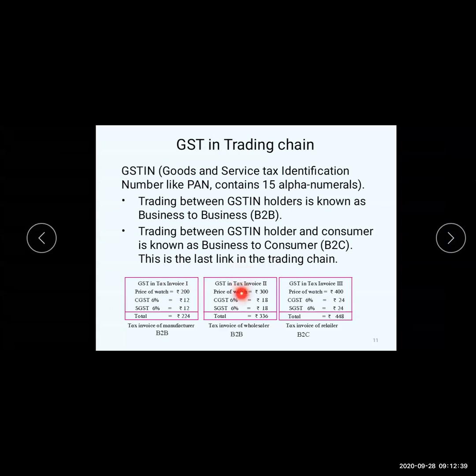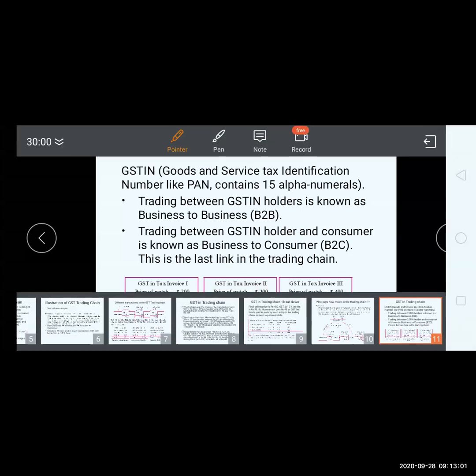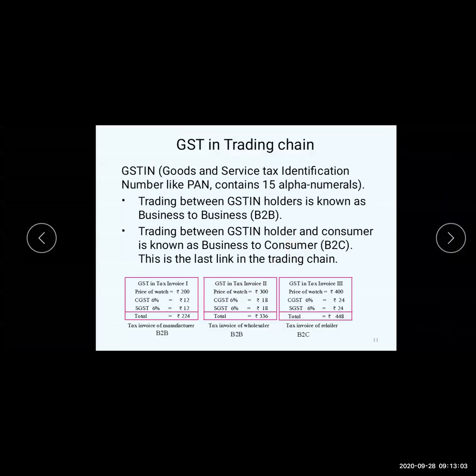Again, the wholesaler is also a GST holder. Now the price of the watch is 300. So CGST 6% of 300 will be rupees 18, and SGST 6% will be rupees 18. In this way, the total will be 336. If we add 300 plus 18 plus 18, the total will be 336.